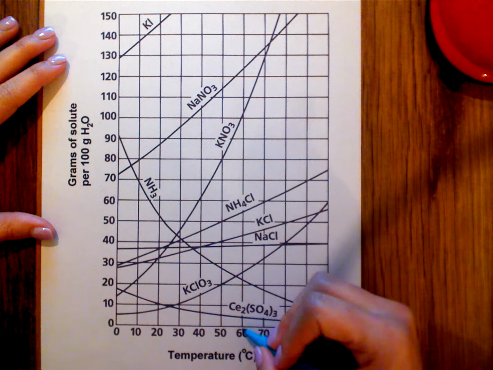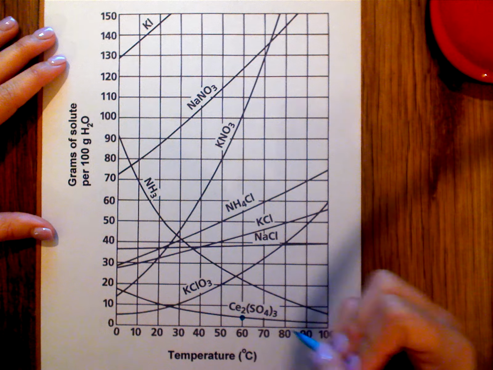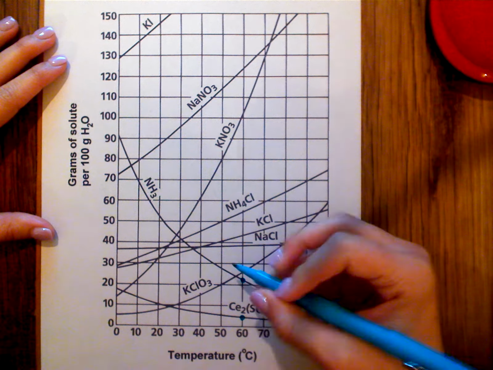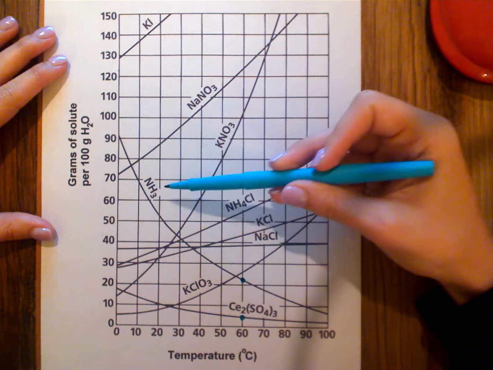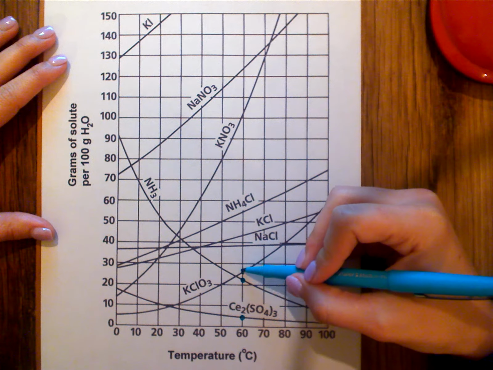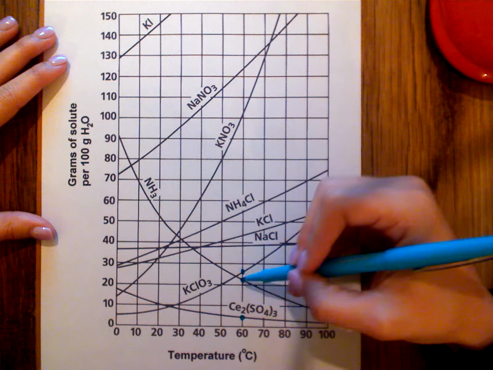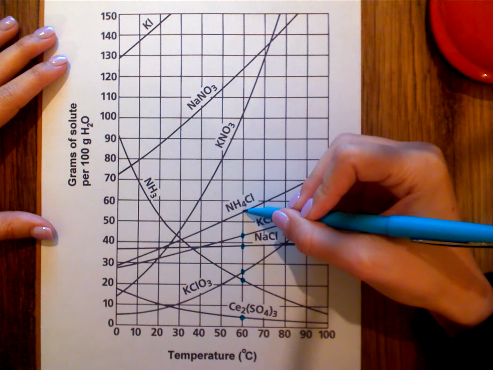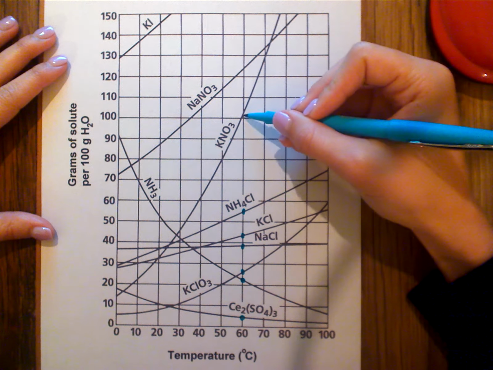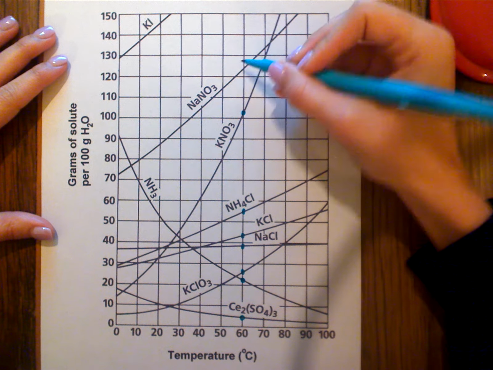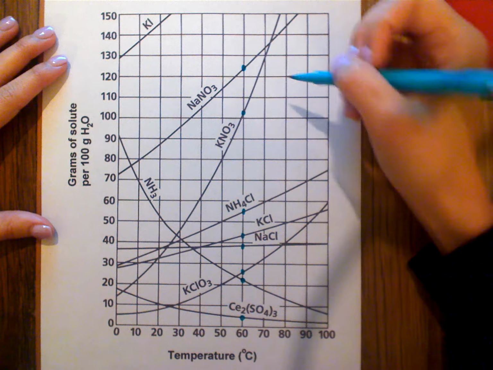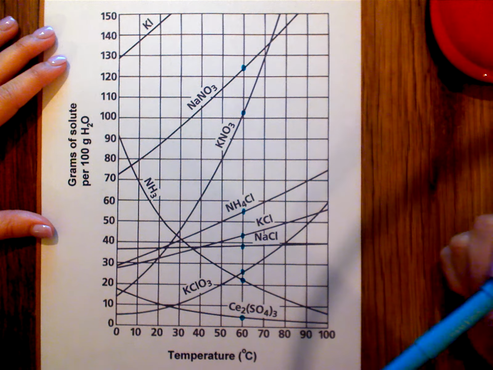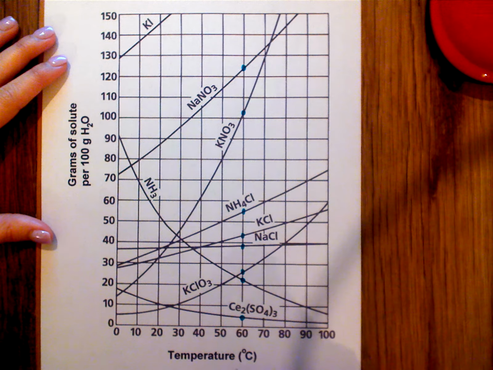So I'm just going to start at the bottom and work my way up. My first point is going to be for Ce2SO4. Keep going up. All right, I hit a point here that belongs all the way up. I trace it to NH3. Keep going up. That point belongs to KClO3. Keep going up. NaCl, KCl, NH4Cl, KNO3, and lastly, NaNO3. So I have got all of my points plotted out here for the temperature 60 degrees Celsius.